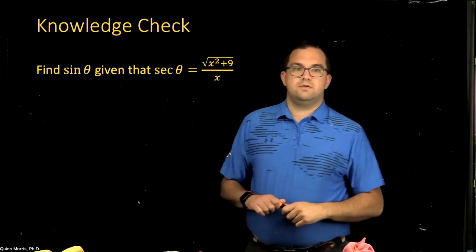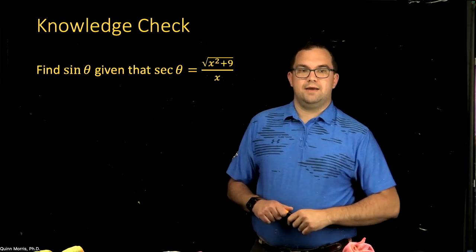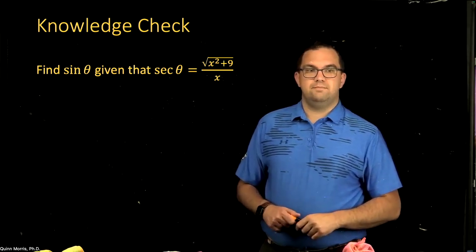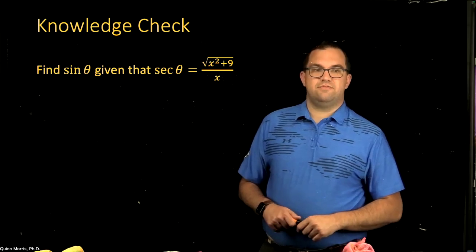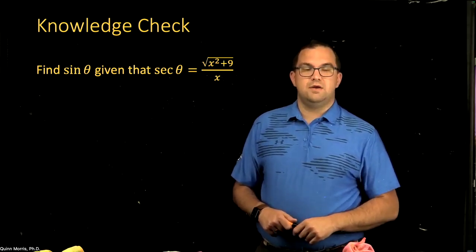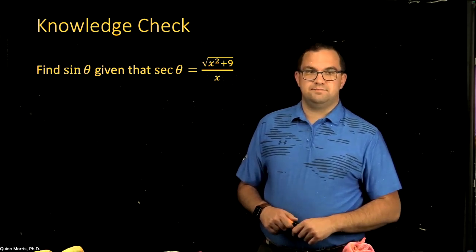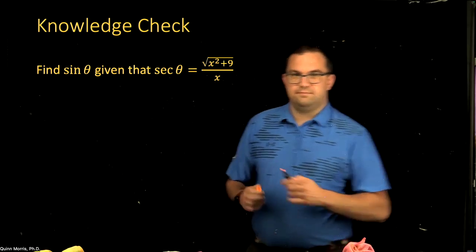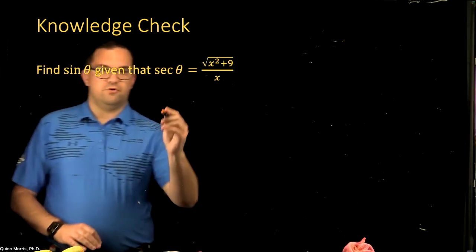But before we move on, let's do a quick knowledge check. See if you can find the value of sine of theta, given that secant of theta is equal to the square root of x squared plus 9 divided by x. Okay, great. Let's create our reference triangle first.